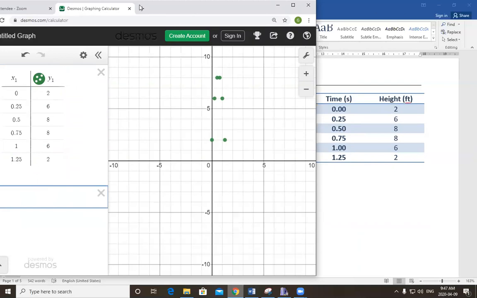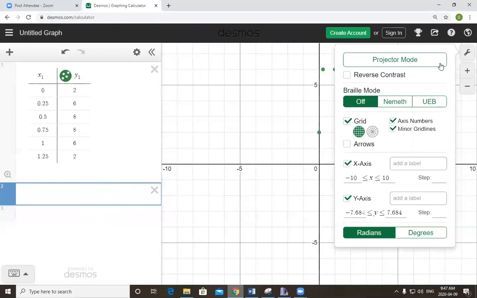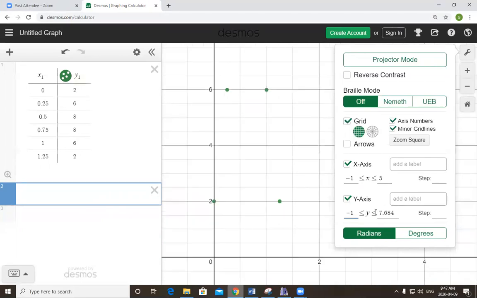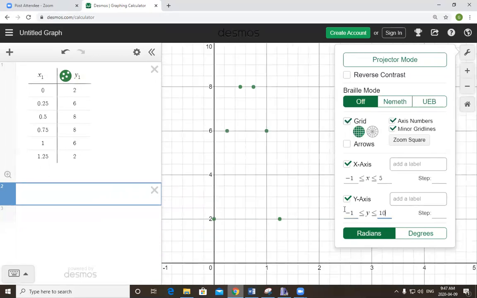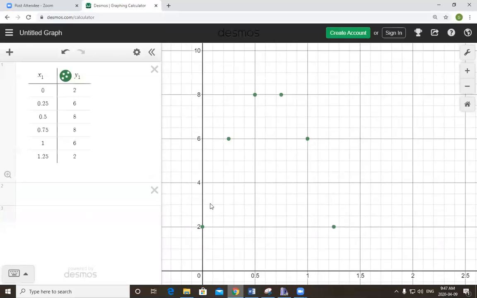All right, so I'll maximize this, and we'll zoom in here. We'll make the y minimum -1, and the maximum, we'll make it 5. And x, we'll make it -1, and the max will be 10. Actually, we'll make the x max 2. Okay, so we can kind of see that this expression, the path of the ball, the height is going up to a maximum somewhere around here probably, and then coming down.